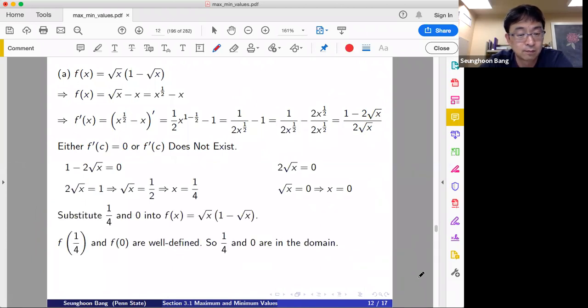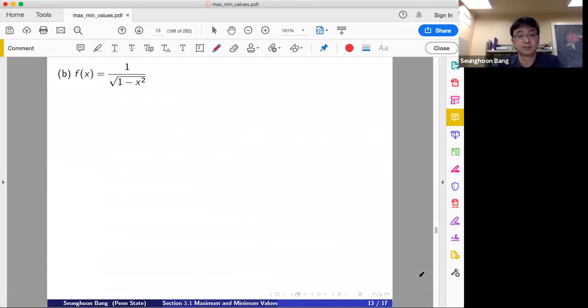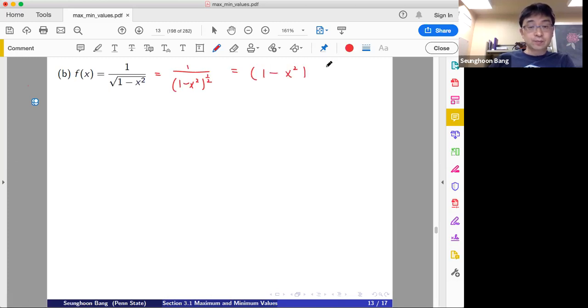Second one, similar. How can you do that? You can use the first derivative. What's the best way? In this case, change it to exponential form, 1 minus x squared to the negative 1 over 2. So next you calculate f prime of x.